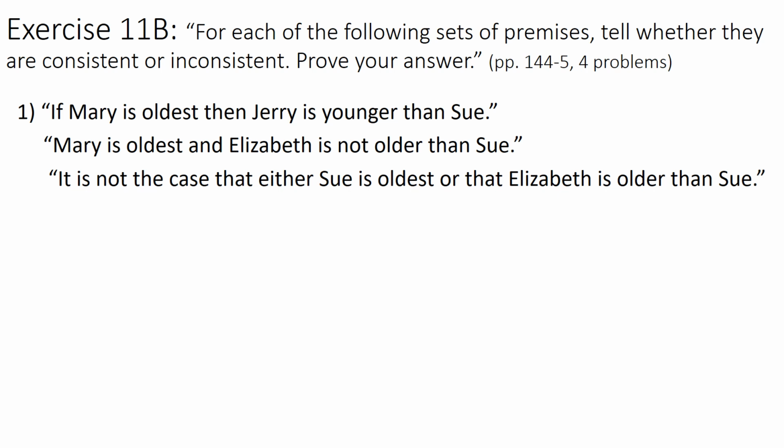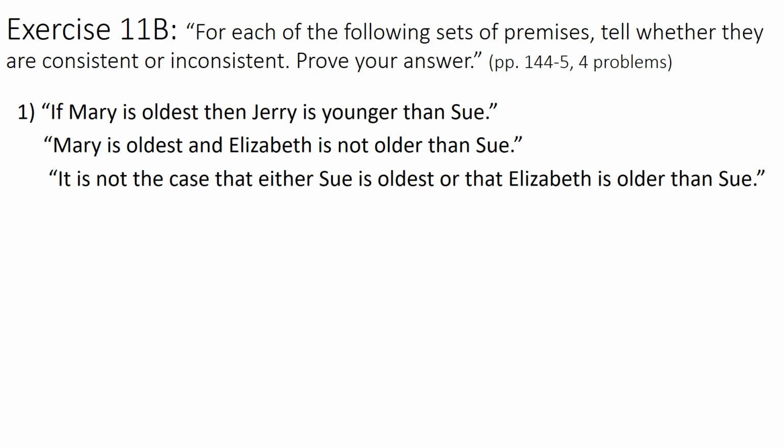For exercise 11b, we'll just do 4 problems. For each of the following sets of premises, tell whether they are consistent or inconsistent. Prove your answer. Okay. So if Mary is oldest, then Jerry is younger than Sue. Mary is oldest, and Elizabeth is not older than Sue. It is not the case that either Sue is oldest or that Elizabeth is older than Sue. Are these consistent or inconsistent?